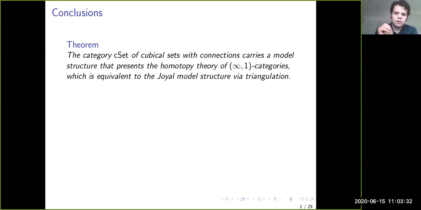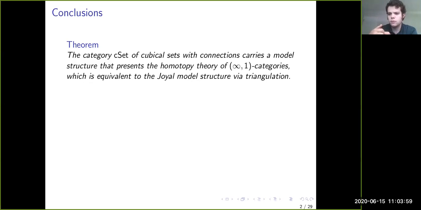So this is the main theorem that I'll be discussing today. We have this model structure which we've constructed on the category of cubical sets with connections, which presents the homotopy theory of infinity one categories, meaning specifically that it is Quillen equivalent to the Joyal model structure on simplicial sets, specifically via the triangulation functor.